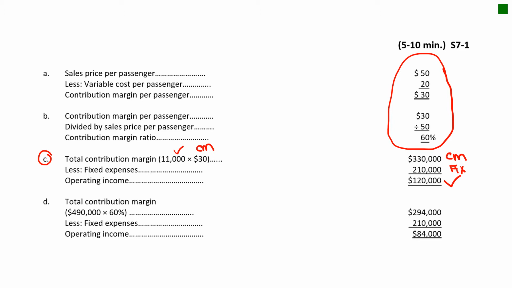Part D, they wanted you to use the ratio. So they gave you 490,000 of sales revenue. You multiply that by the ratio of 60%. That's going to give you right at 294,000. That's your contribution margin. Your fixed costs are still the same. You would subtract that. You'd get a projected income of 84,000.